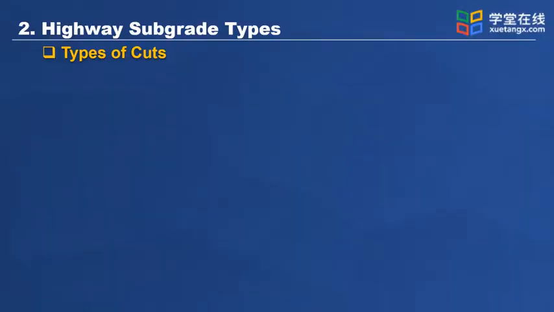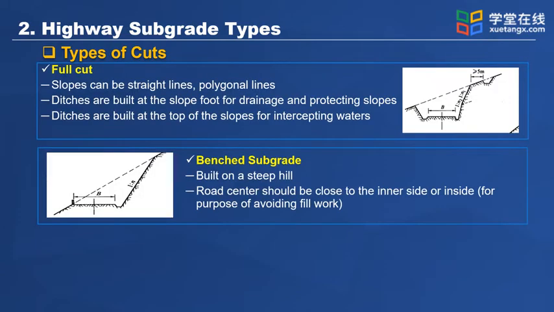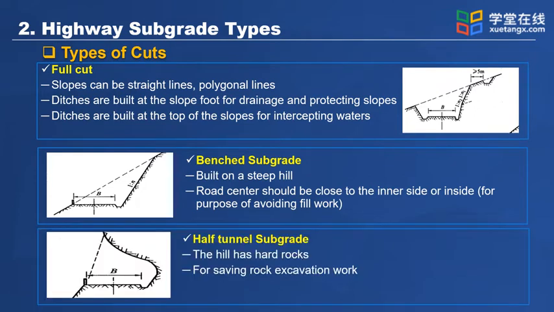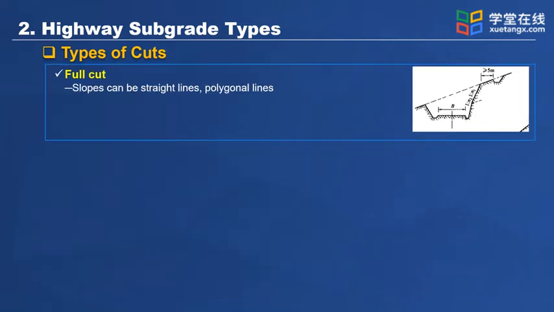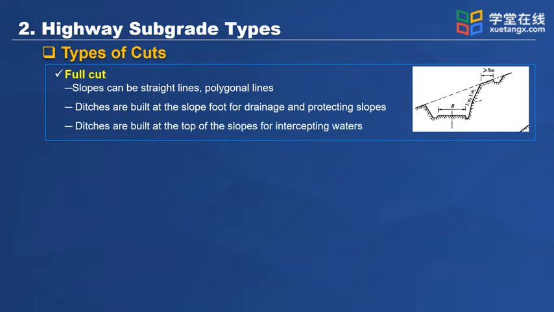According to the cut cross-section, cut subgrades may be divided into the full cut subgrade, benched cut subgrade, and half tunnel subgrade, as shown in the pictures. In the full cut subgrade, slopes can be straight lines or polygonal lines. Side ditches are built at the slope foot for drainage.